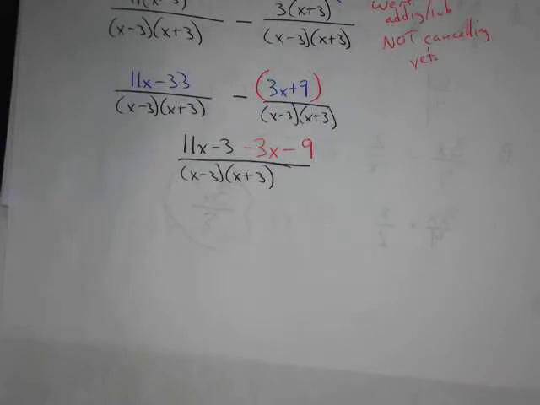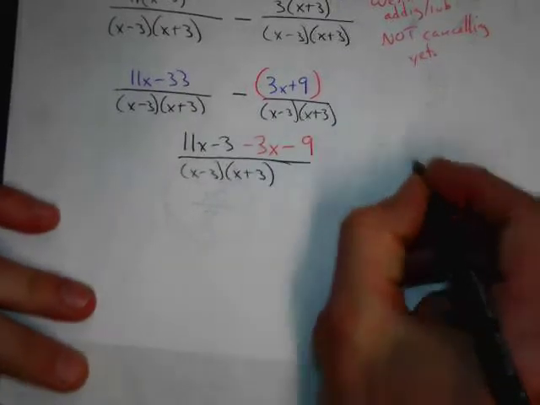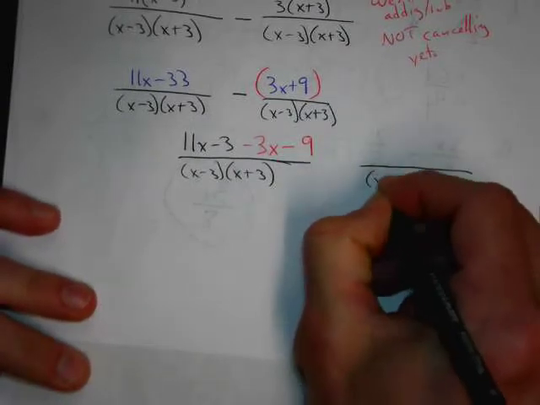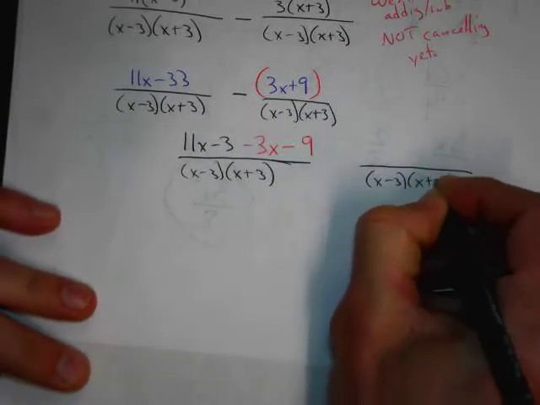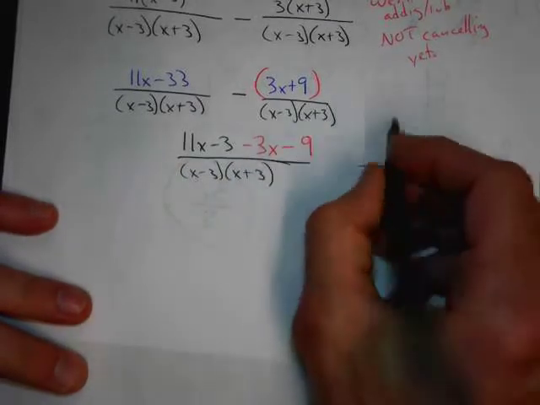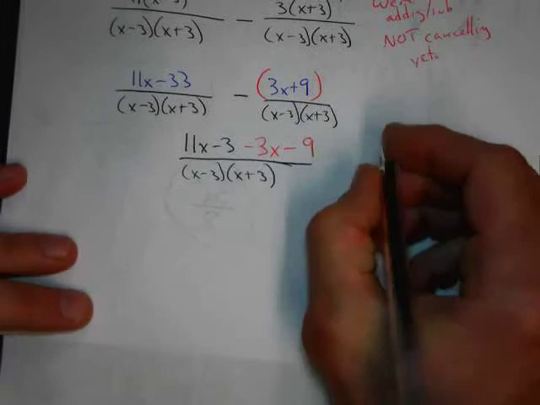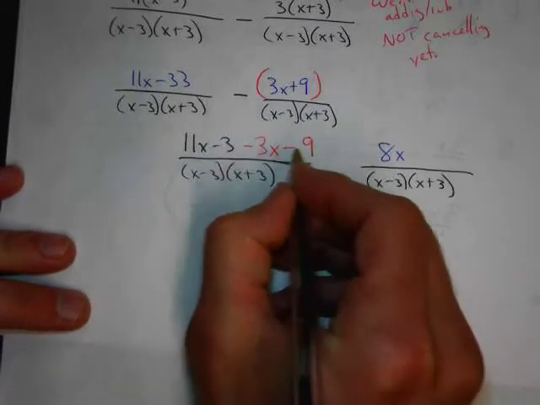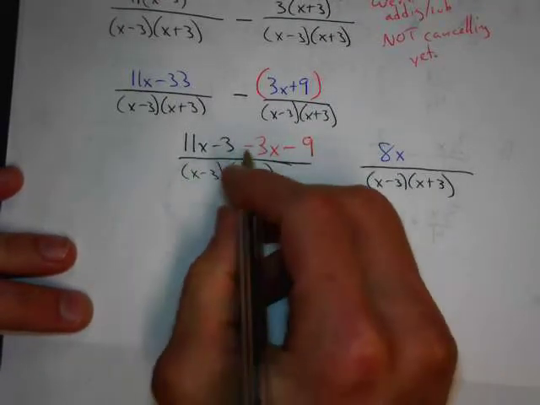Anyway, so we have our numerator. It's a little bit messy. Let's clean it up. The denominator stays the same, x minus 3, x plus 3. What's in the numerator? We have 11x minus 3x. That gives us 8x. And then we have minus 3 minus 9, and minus 3 minus 9 is minus 12.